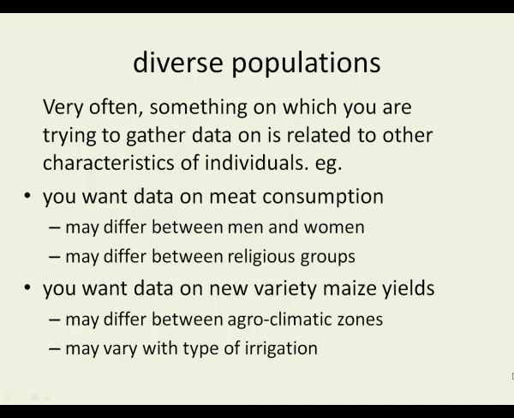Now, populations, of course, are usually diverse. Very, very often, something you're trying to gather data on is related to other characteristics. For example, if you're talking about meat consumption, it might be different between men and women. It may well be different between religious groups. Or if you want to find out how well some new variety of maize is doing, that might differ between agroclimatic zones, or it might vary between what kind of irrigation is being used.